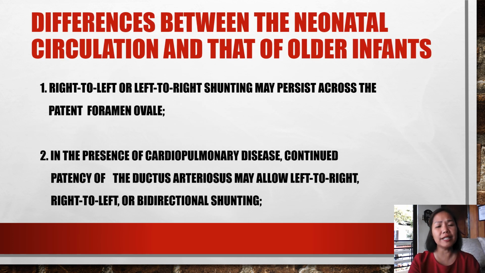There are differences between a neonatal circulation and that of older infants. The first is that right to left or left to right shunting may persist across the patent foramen ovale. Second, in the presence of cardiopulmonary disease, continued patency of the ductus arteriosus may allow left to right, right to left, or bidirectional shunting.